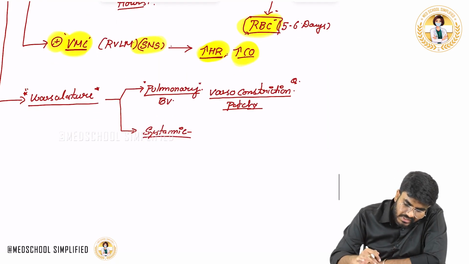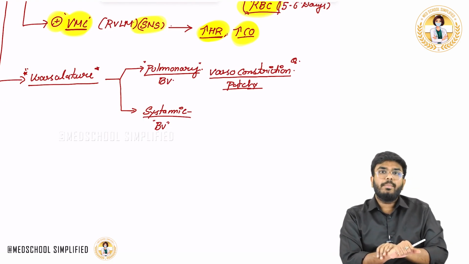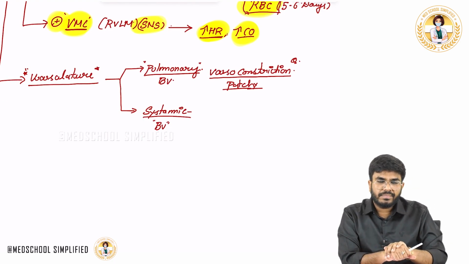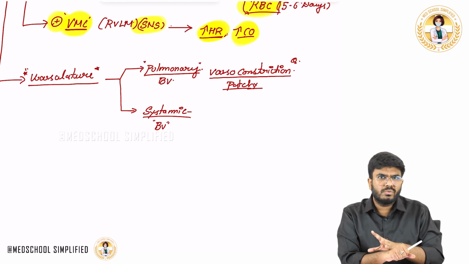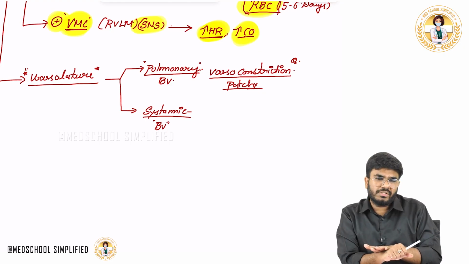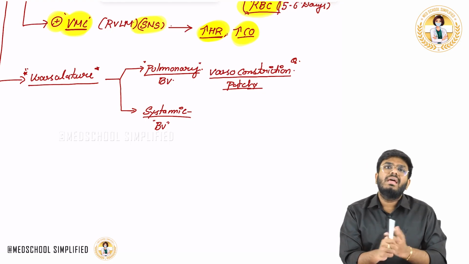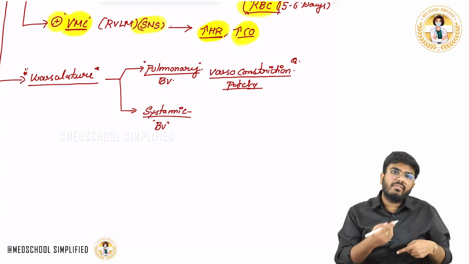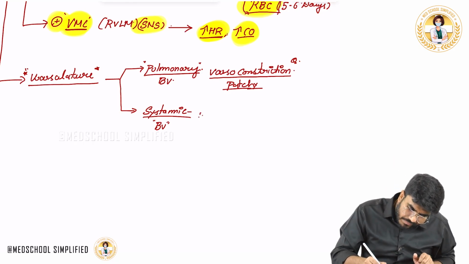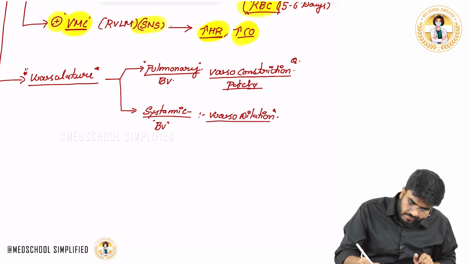But now let's talk about the systemic vasculature, the systemic blood vessels. Your tissues are getting hypoxia. They are not getting enough oxygen. So you have to send more blood to the tissues so that more oxygen will go to them. You have to increase the blood flow to the tissues. That's why the capillary density increases, the cardiac output increases, the heart rate increases. So the systemic vasculature responds by vasodilation. There will be systemic vasodilation.